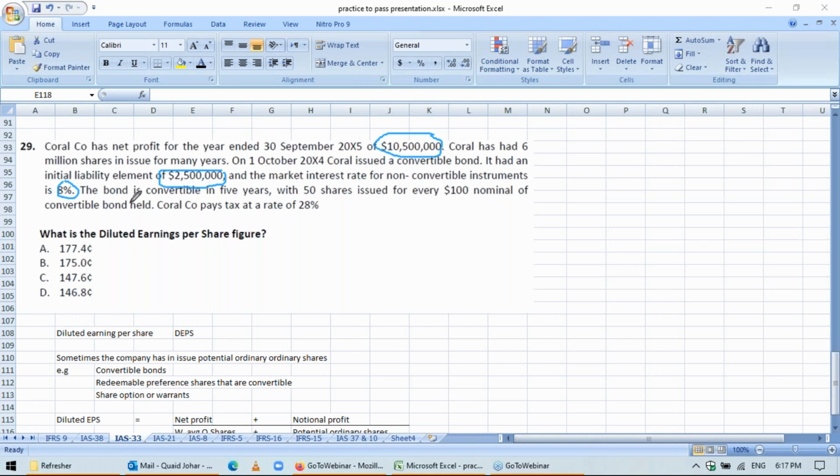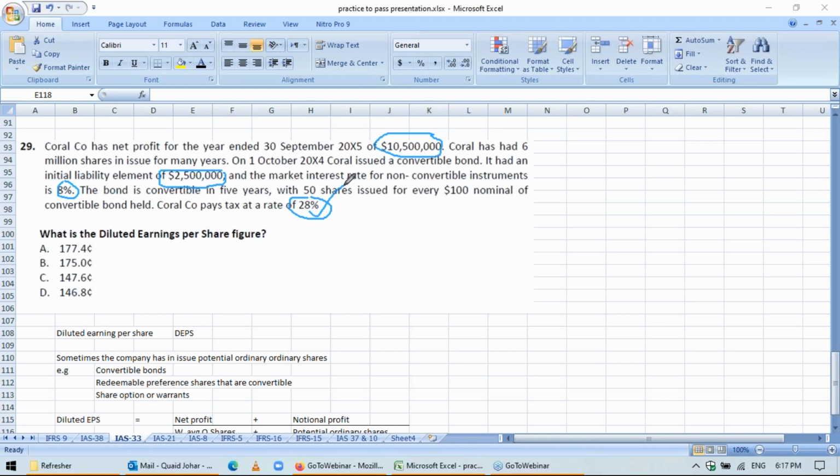So this 8% will be avoided if the bond gets converted. So we will add 8% of 25 lakh to the net profit. Now one more thing, the interest expense is deducted from the taxable income. Remember, we deduct the interest expense of a company from the taxable income, the taxable income declines, and we save tax at the rate of 28% in this question.